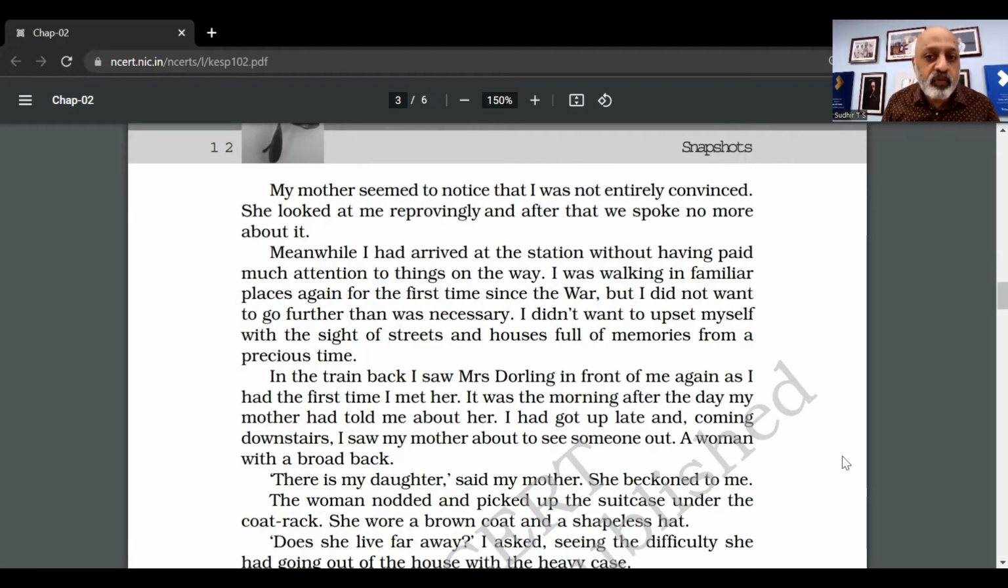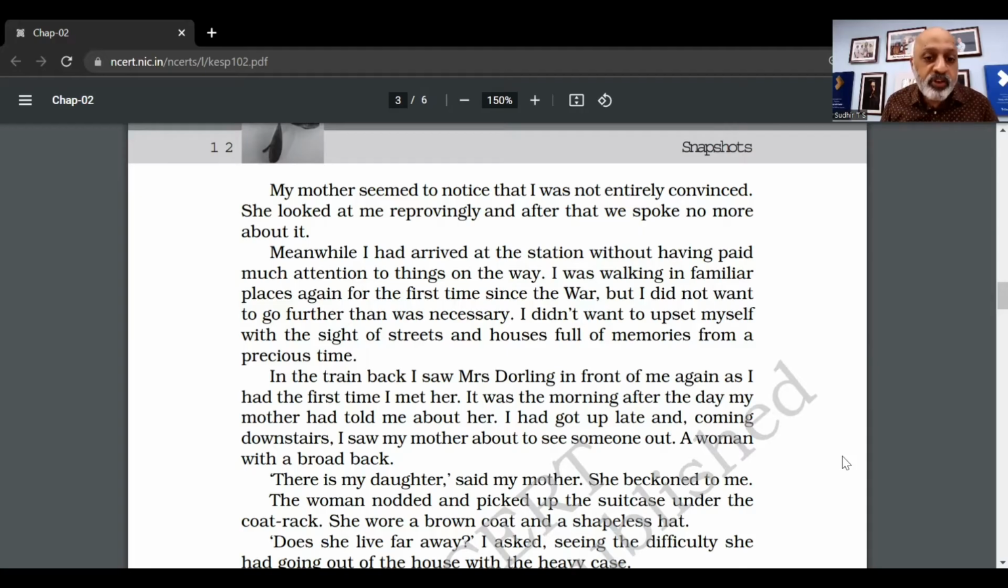Meanwhile, I had arrived at the station without having paid much attention to things on the way. I was walking in familiar places again for the first time since the war. Now you're back to the present. But I did not want to go further than was necessary. I did not want to upset myself with the sight of streets and houses full of memories from a precious time. This is in the present.